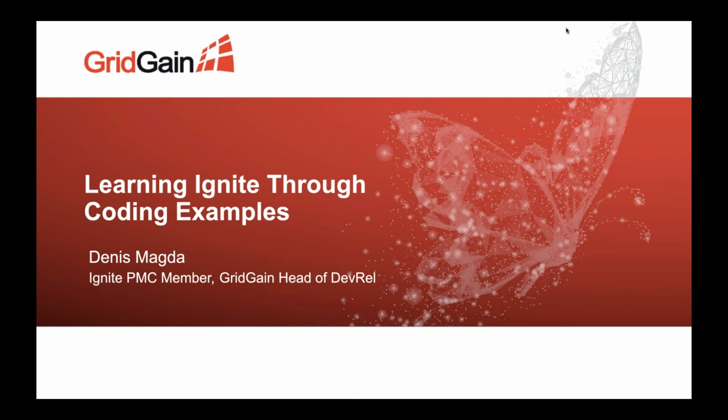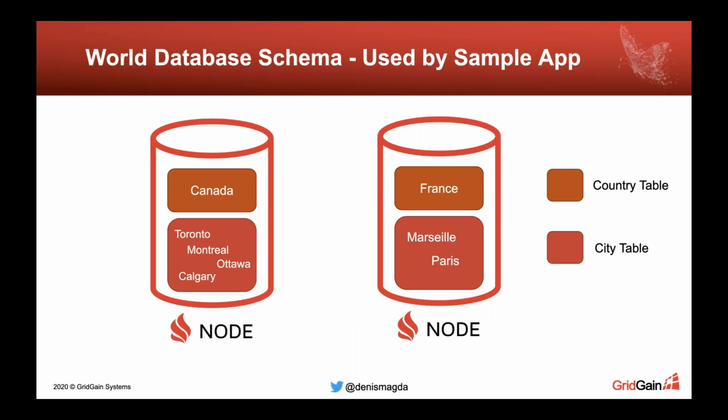So today will be quite an unusual format for us. We are going to skip most of the theoretical part, as we usually do with our talks, and rather we'll focus on the technical aspects of Apache Ignite. In particular, we are going to build an application using a special schema.